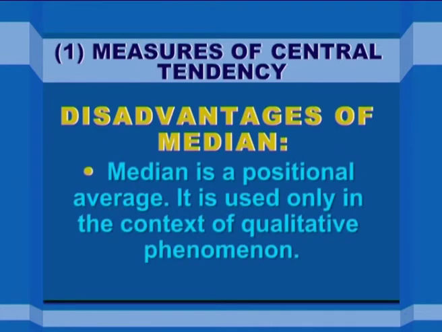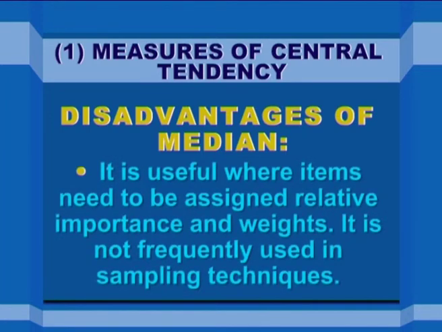Median also has some disadvantages. It's a positional average. It is used only in the context of qualitative phenomena. It is useful where items need to be assigned relative importance and weights. It is not frequently used in sampling techniques.